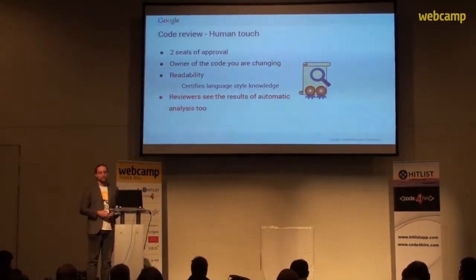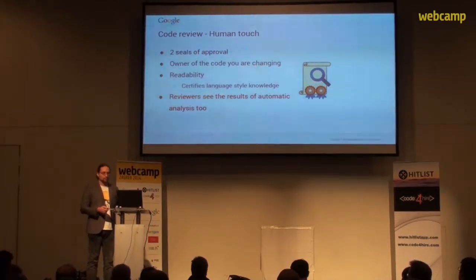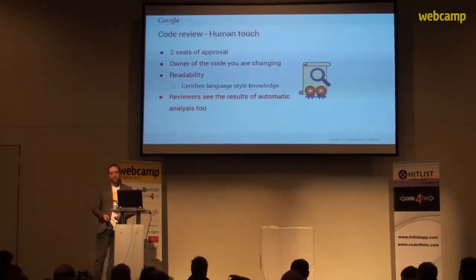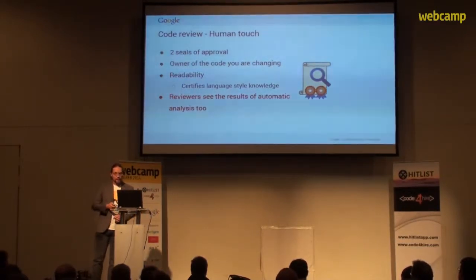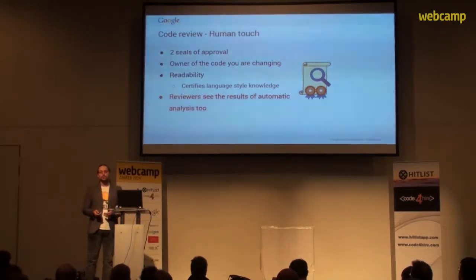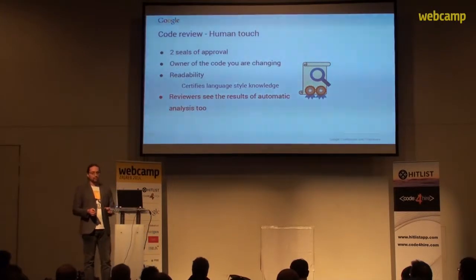because some of the more advanced things can't really be done by static analysis. So an engineer that has previously shown really good skills with, for example, Python, would look at your Python code and say, yeah, this is good Python code, this makes sense. And the important bit is that these reviewers also see the results of any automated analysis that goes around. So this is completely transparent.